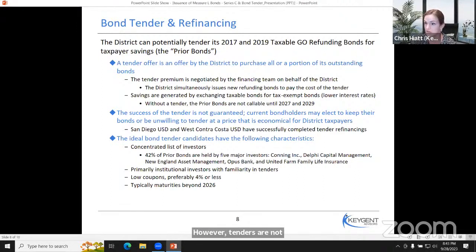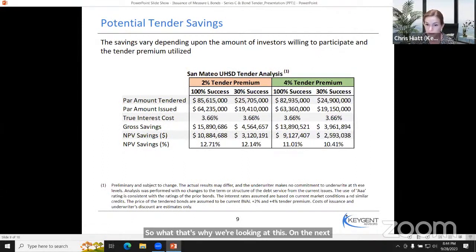We've actually only seen 2 successful tender refinancings in the state of California for school districts, with San Diego Unified and West Contra Costa. But we definitely felt that we owe it to your taxpayers to explore every possible refinancing opportunity. So that's why we were looking at this. On the next slide, we have a quick snapshot of what the savings could have looked like.